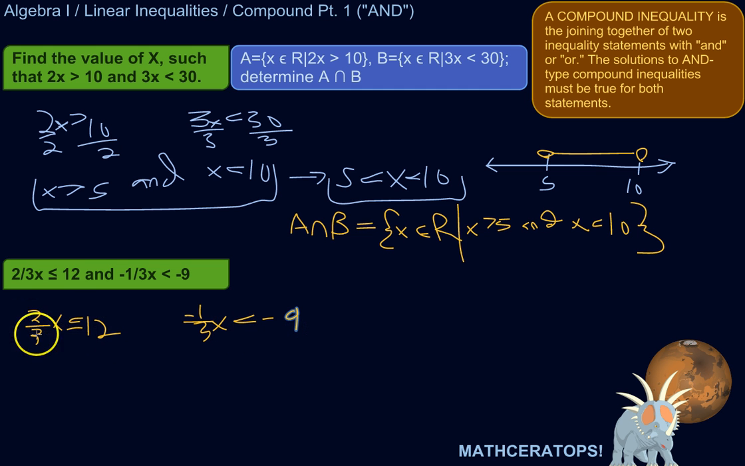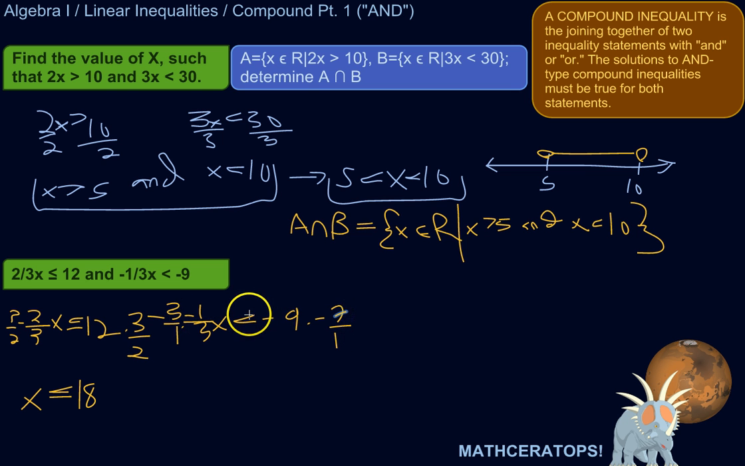So I'm going to get x by itself. I'm going to divide by 2/3, which is the same thing as multiplying by 3/2. So I'm going to multiply both sides by 3/2 over here. So I've got x is less than or equal to 12 times 3 is 36, divided by 2 is 18. So x is less than or equal to 18, and I'm going to divide both sides here by negative 1/3, which is equivalent to multiplying by negative 3 over 1. Just flip it over.